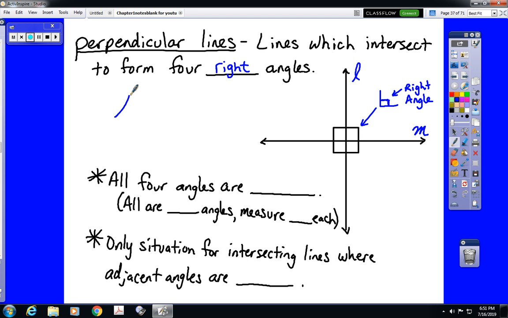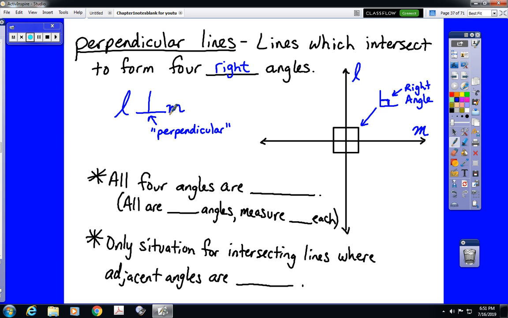So what we would say is we would say L is perpendicular, that's what this symbol means, L is perpendicular to M. Those are cursive letters because they're lowercase naming lines.